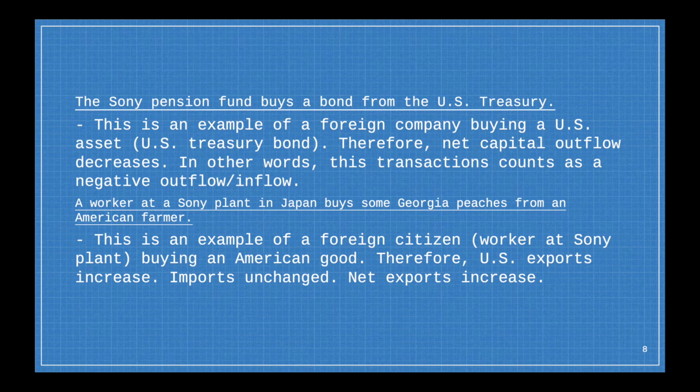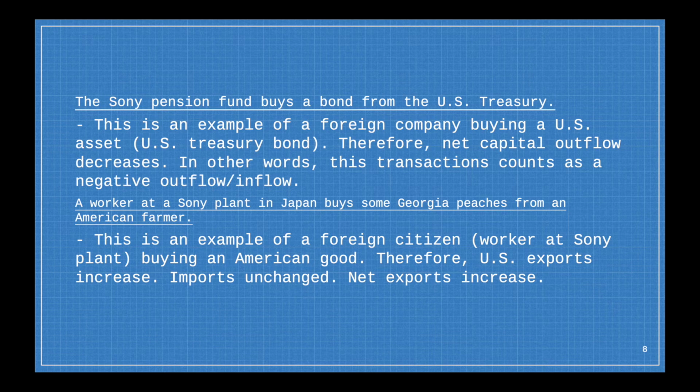Hello everyone, I'm Ting Dang and I'm going to present to you chapter 31, question 2, continuing the answers. So the question is, would each of the following transactions be included in net exports or net capital outflow? Be sure to say whether it would represent an increase or a decrease in that variable.